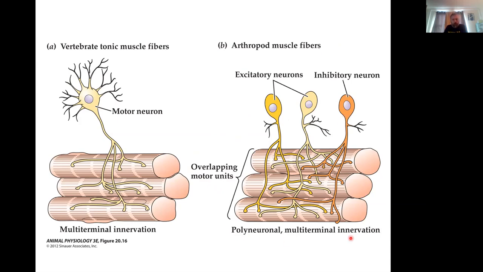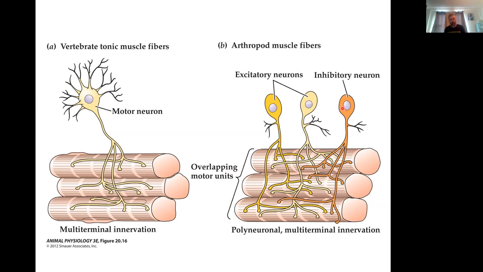Polyneuronal multi-terminal innervation. It doesn't really matter here, except that basically the way that a motor unit works in a muscle in an arthropod is that we turn on or turn off a motor unit using different neurons. That's really the only big difference there. Now, it's a little more complicated than that, but that's where we're at.